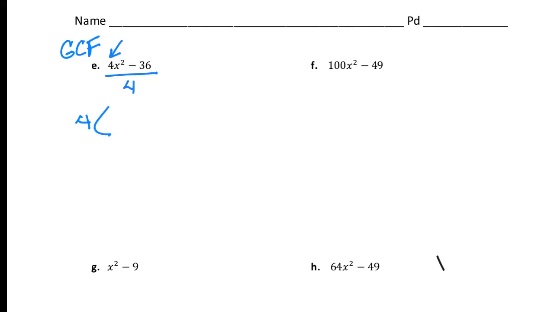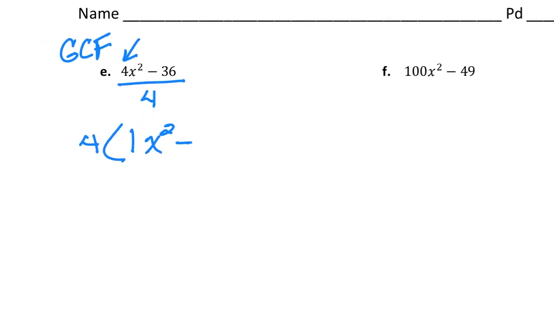4 divided by 4 is 1. You're left with x squared minus, what is 36 divided by 4? 9. And you're like, oh, I'm done. But take a look. This is a difference of two perfect squares. So you need to look and make sure you can't factor anymore, but here we can.